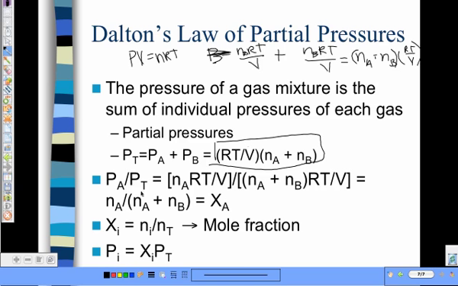So that's how we get this equation right here, where if you have two gases, you can just use the number of moles, add the two numbers of moles, and multiply by that. Or you could do them each separately. You could do this whole equation for that one and this one and add them together. You get the same answer.